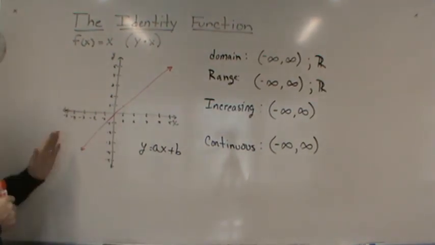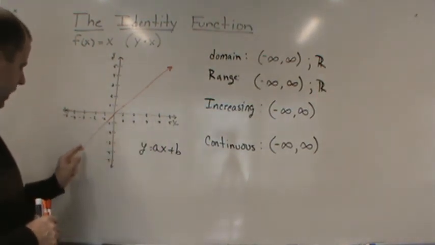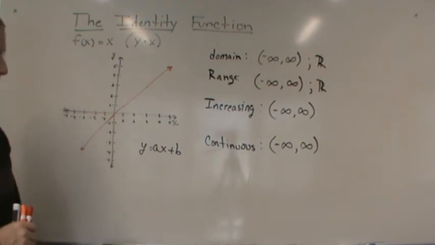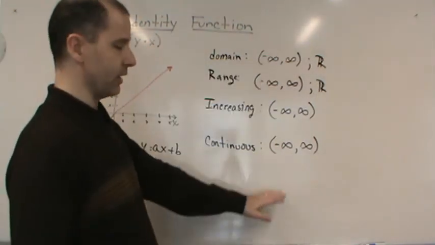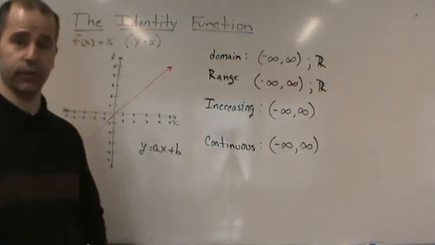Continuous: yes, it is continuous on the entire number line, because you can draw this graph without lifting your pencil off the paper. So it's continuous everywhere. These are the characteristics that you want to remember. So that's it. That's the identity function.